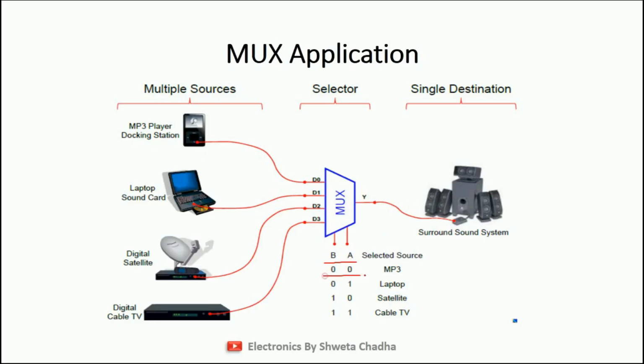So that means when the select lines are 0, 0, the MP3 player will be collected across the output, that is our surround soundbar. When the select lines are 0, 1, laptop input will be treated as the output. For 1, 0, digital satellite will be treated as output. And for 1, 1, our digital cable TV will be treated as output. So this is the application of a multiplexer.